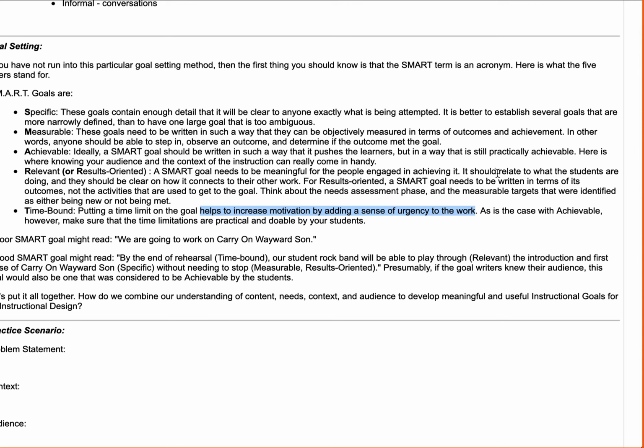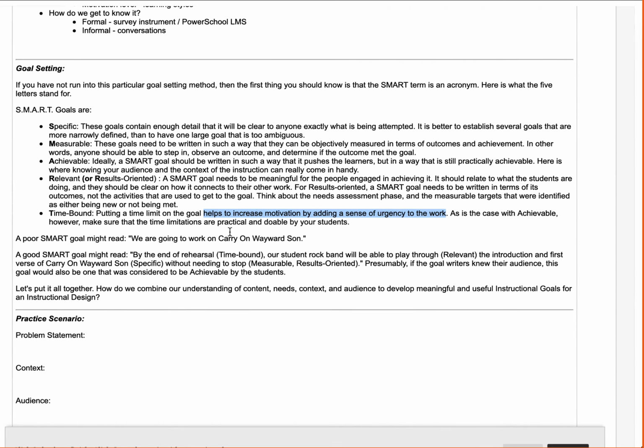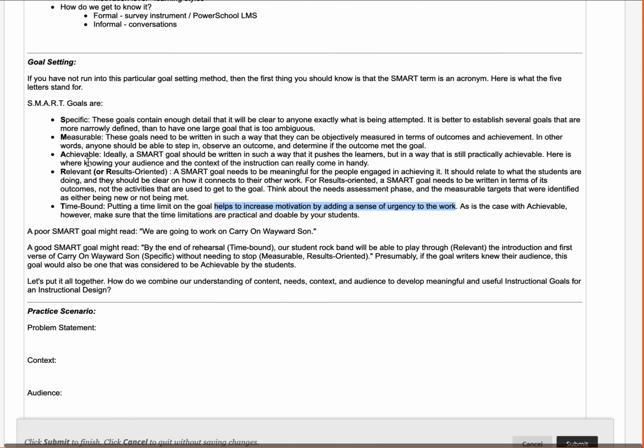So you use the time bound to give them that, okay, you've got a deadline, this is where you've got to try to get to by this point, and that helps increase the motivation to try to get to the goal. So that's just the overview of the 5 letters SMART. And again, there's a link on the Blackboard if you want to look into it more. You can look up other information. But here we go again from my rock ensemble class.